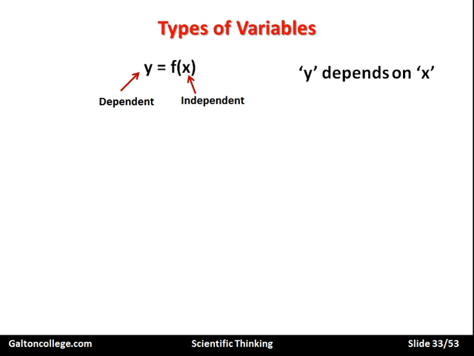I don't know what the relationship is because I don't know what f is. It's just a function. That's called an implicit function because I don't know what the relationship is. If I did know the relationship, if I knew that y equals 2x squared plus 3, that's called an explicit function. Explicit because I know exactly what the relationship between the two variables is.